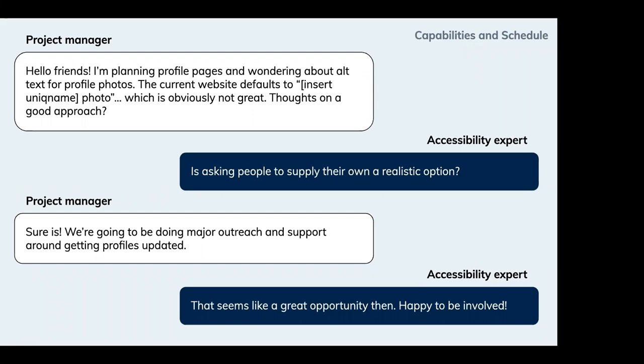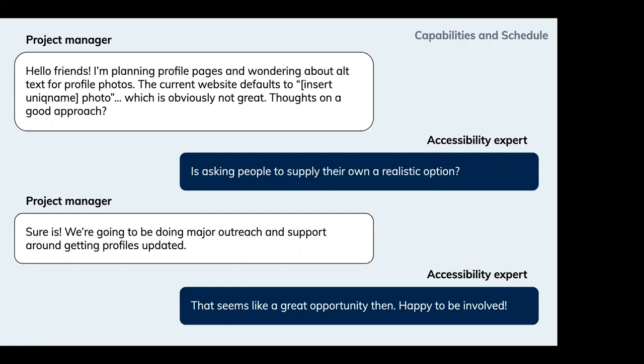So I pulled an example here where our project manager is reaching out in our accessibility focused chat channel, asking for advice on supporting appropriate staff profile alternative text. So the project manager goes, "Hello friends, I'm planning profile pages and wondering about alternative text for profile photos. The current website defaults to unique name photo, which is obviously not great." And the project manager was wanting to get thoughts on a good approach.